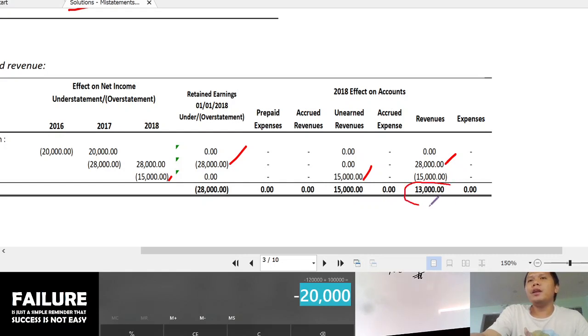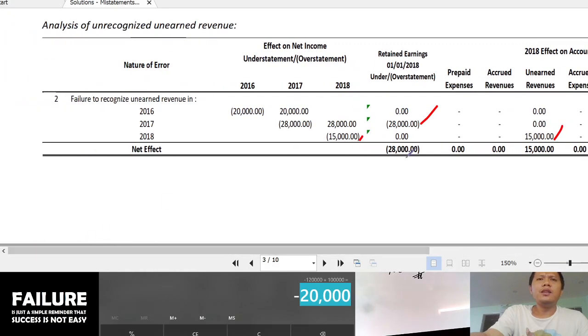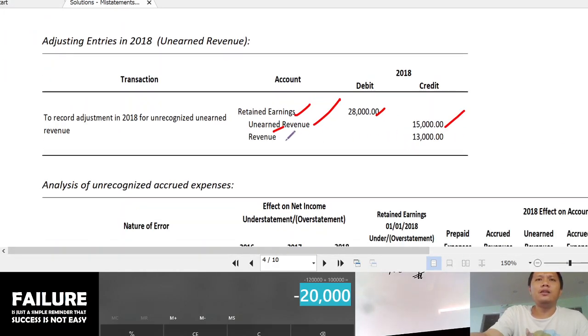The net effect of that error is that it is a net understatement of 13,000. So, kung net understatement siya, you need to add ito. Kaya, credit to revenue, 13,000. Di ba?